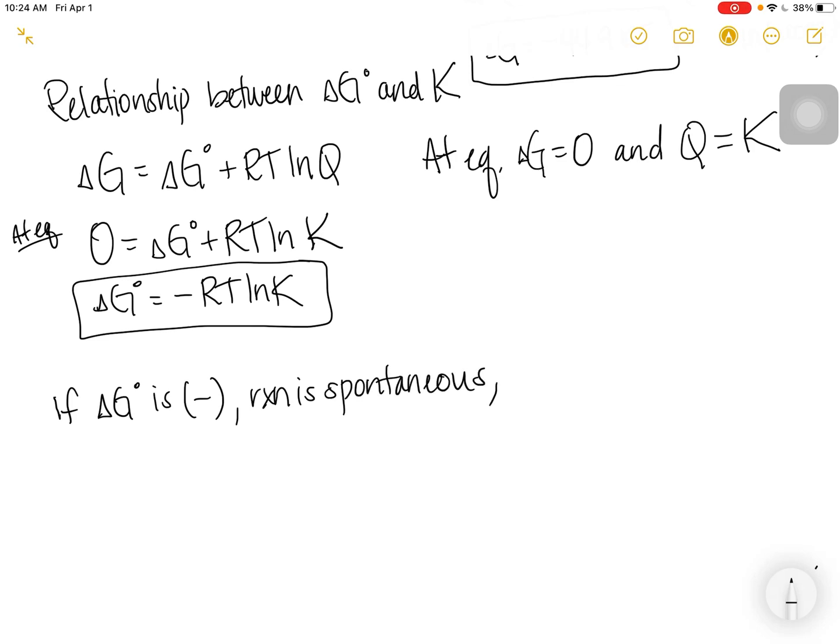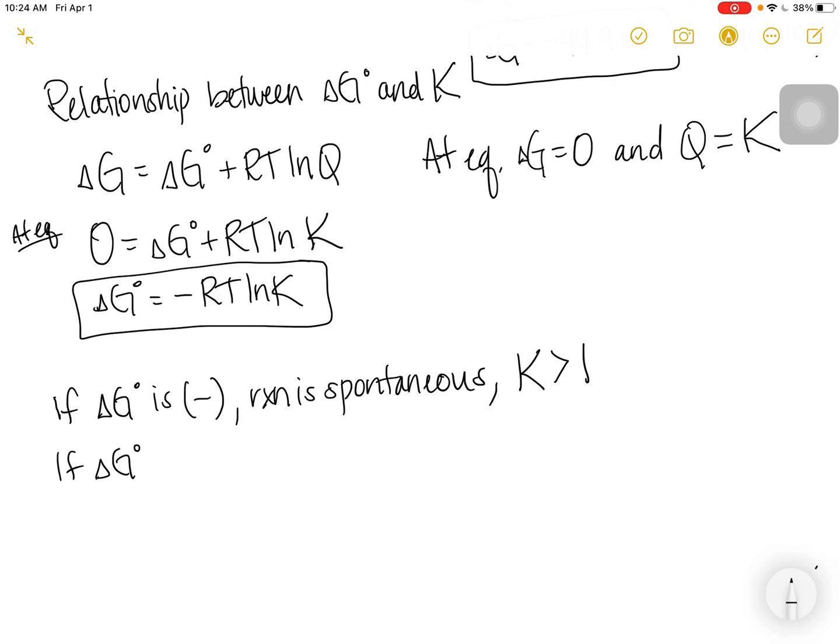And it's proceeding, left to right, creating lots and lots of products. And so my equilibrium constant, K, is going to be quite large. It's going to be much greater than 1. You should be able to rationalize that because, like we said, if it's spontaneous, it's moving in the forward direction and you're getting lots and lots of products. And remember that K is a ratio of P to R. So my products are way larger than my reactants.